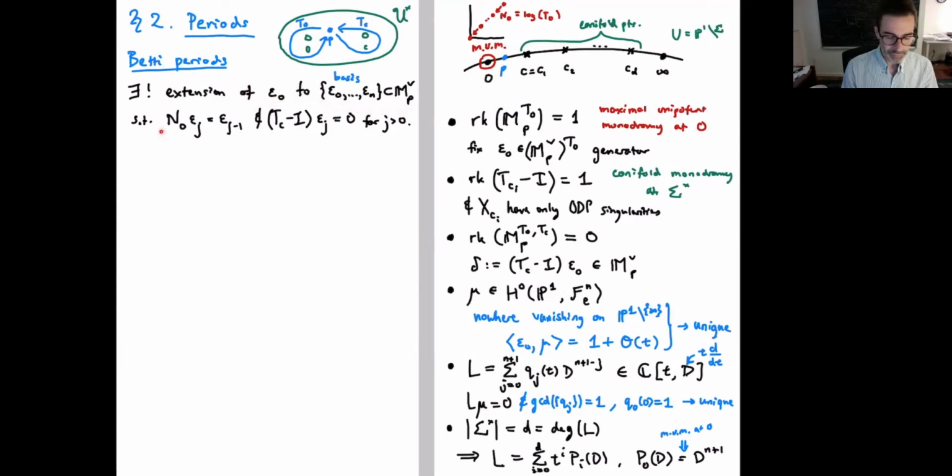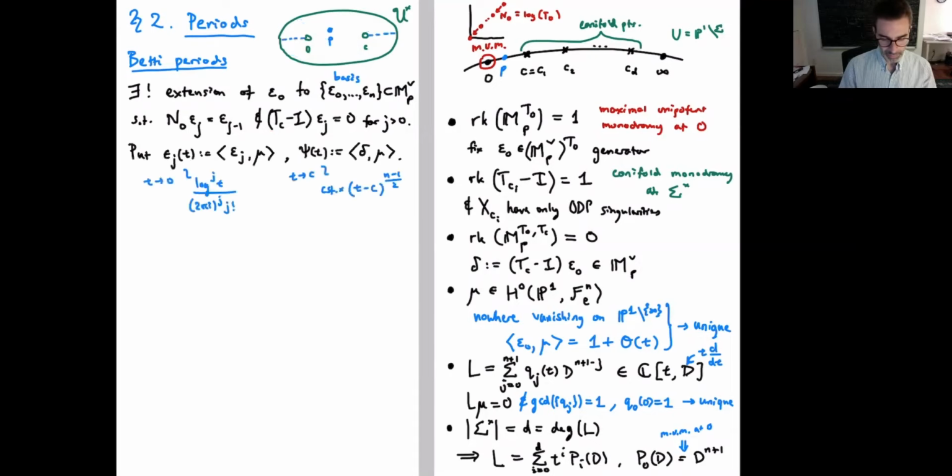such that the monodromy logarithm at 0 sends epsilon j to epsilon j minus 1, and T_C minus the identity sends epsilon j to 0. So epsilon j is invariant about this point for every j bigger than 0. Only epsilon naught is not invariant under this. And T_C minus I applied to epsilon naught, let's see, where was it? T_C minus I applied to epsilon naught was here, and it was defined to be delta, which is our conifold vanishing sphere.